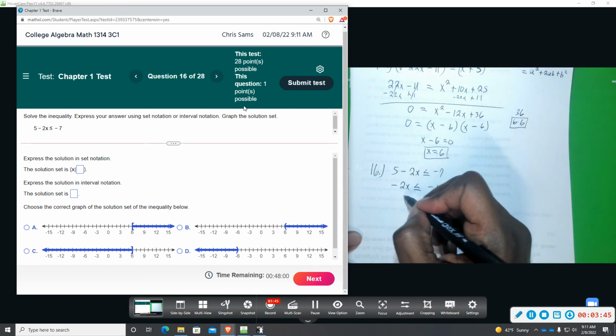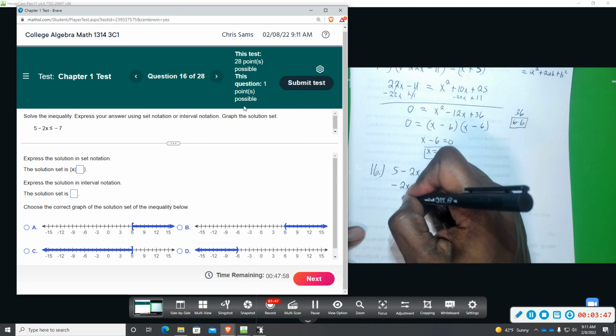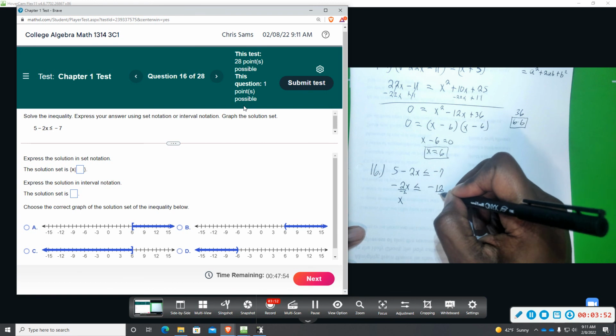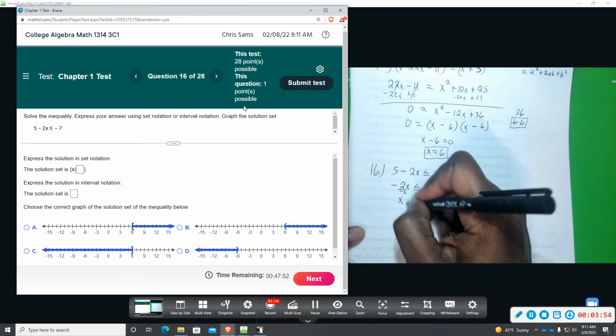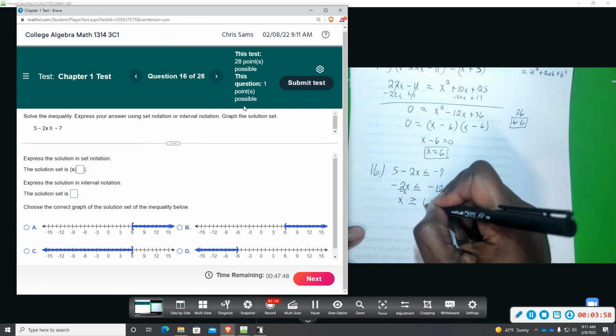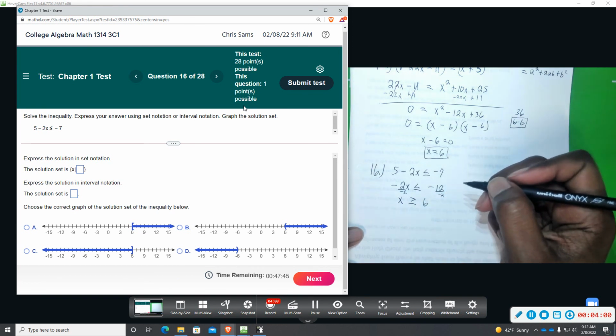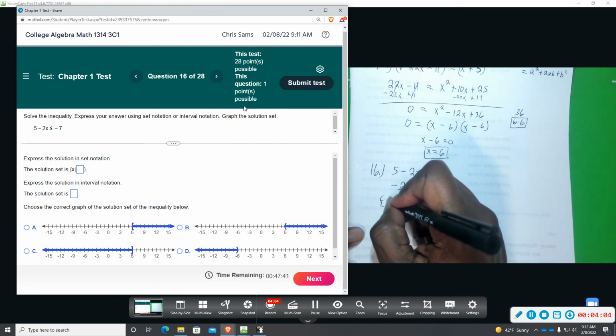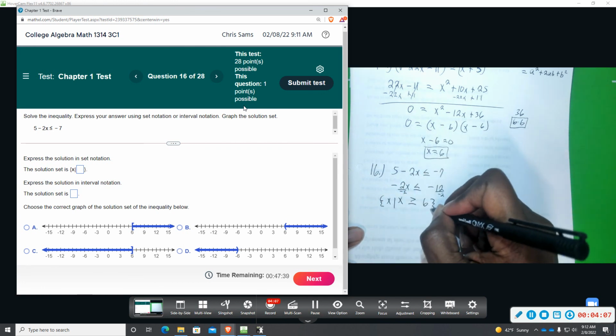All right, divide by negative 2. I guess I have to write that one down. Divide by negative 2. This has to flip, and this becomes a positive 6. So this is what it is in set notation. Just add your set, x such that, close your set.